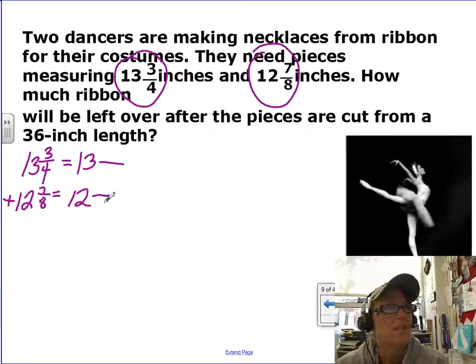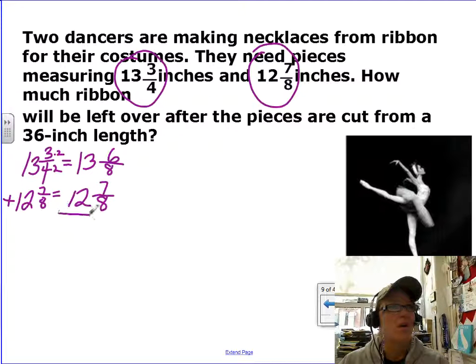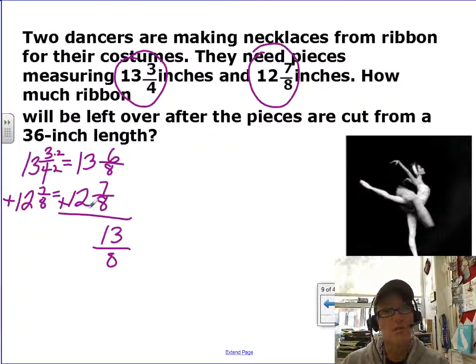The nice part is 8 is a multiple of 4. So when I go to get a common denominator, I can simply use 8, which means my bottom number is going to stay the same. Just turn 3/4 into eighths and I get 6/8. Okie dokie. Now we just have to add. Awesome. 6 and 7 is 13. Add the whole numbers now. 13 and 12 gives me 25.